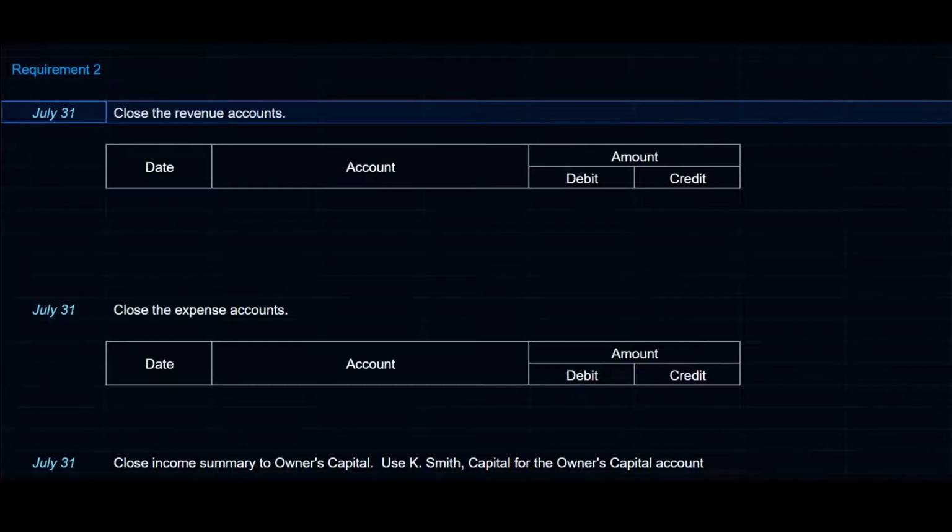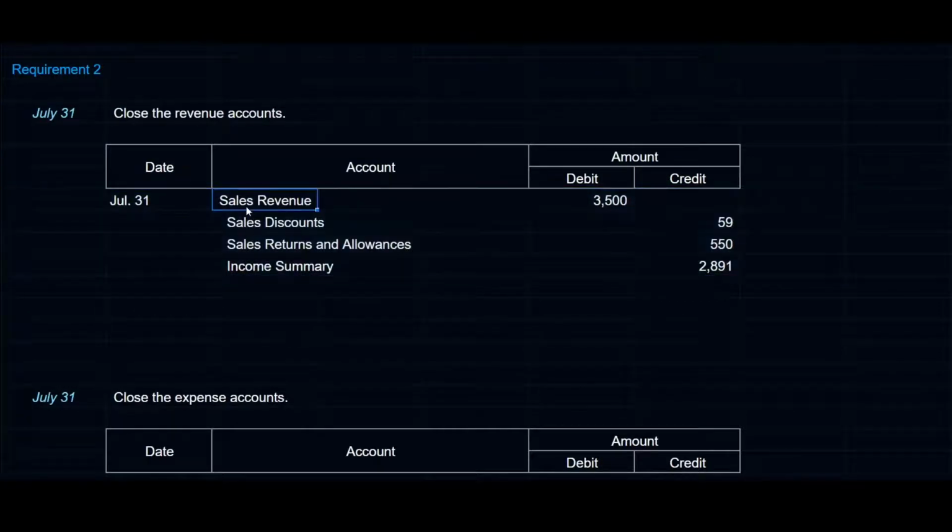Closing the revenue accounts would look as follows. We would close sales revenue, which is a normal credit balance. That is closed with a debit, $3,500. Sales discounts, sales returns and allowances. These accounts are normal debit balances, so they are closed with a credit. That leaves a difference between $3,500, $59, and $550, a difference of $2,891 that's needed to balance this entry. That amount goes to income summary.